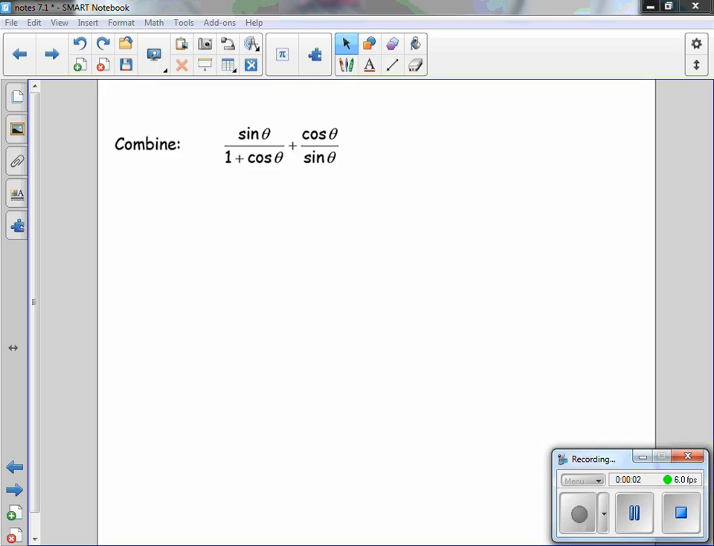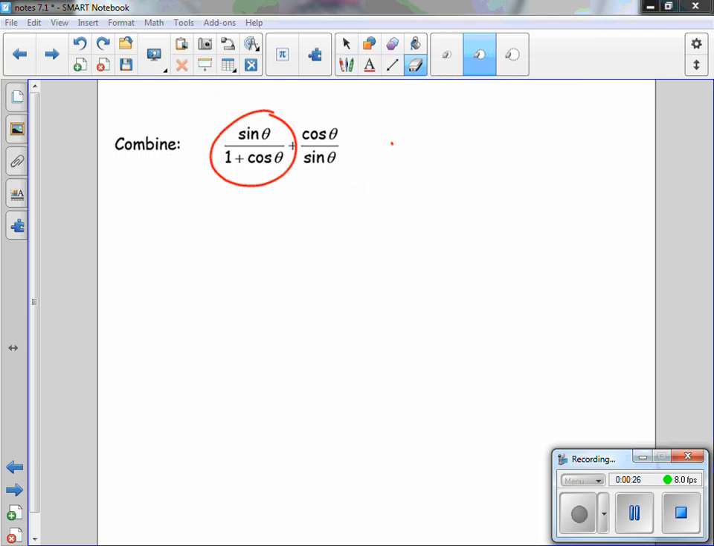All right, we are instructed to combine, so that would imply that we need to get a common denominator. All right, our LCD, everything has to be represented with what is in each denominator. So we will need a 1 plus cosine theta. We will need a sine theta. So this portion right here is missing what? 1 plus cosine theta. And this portion is missing sine theta.